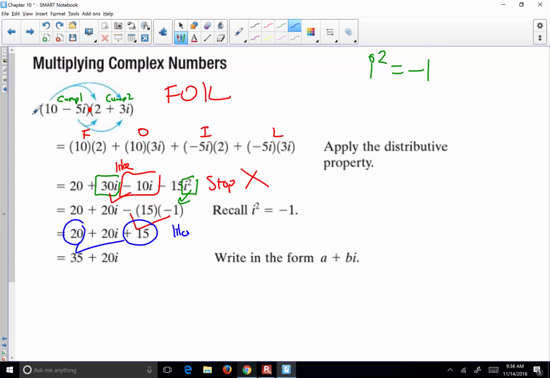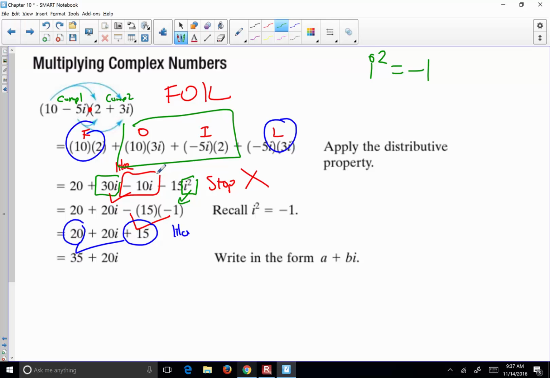Again, when you FOIL a complex number multiplication, first and last will be combined in the end always. Although last looks like it has i's, they will disappear because i squared will be minus 1. O and I will be combined as well because they each have i. They are like terms as well. So first and last numbers, middle terms will combine respectively. Okay?